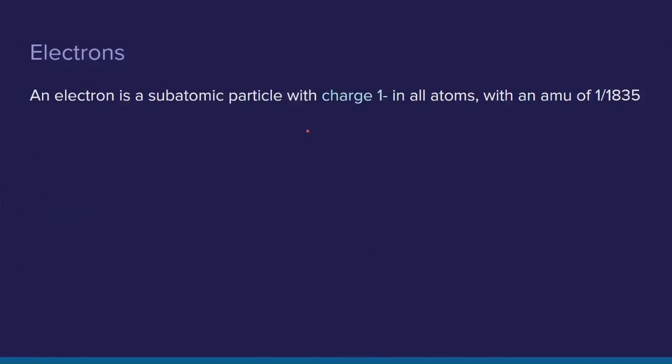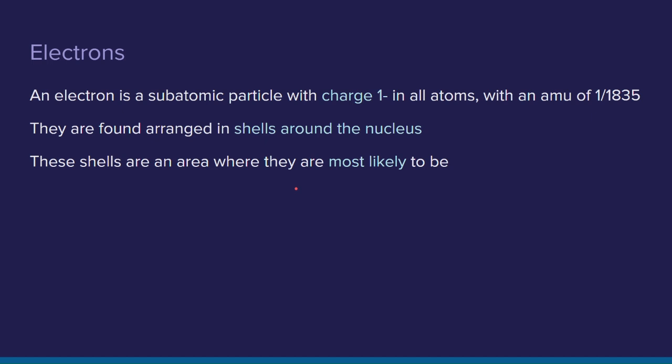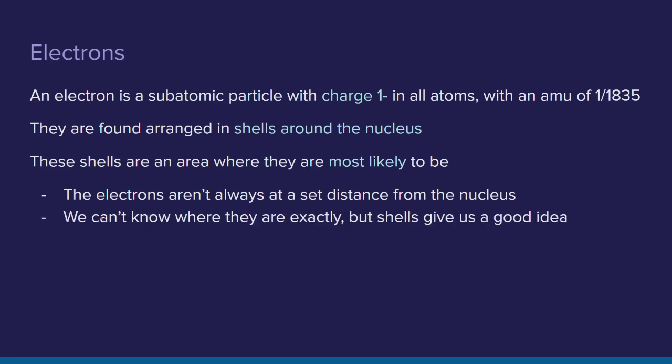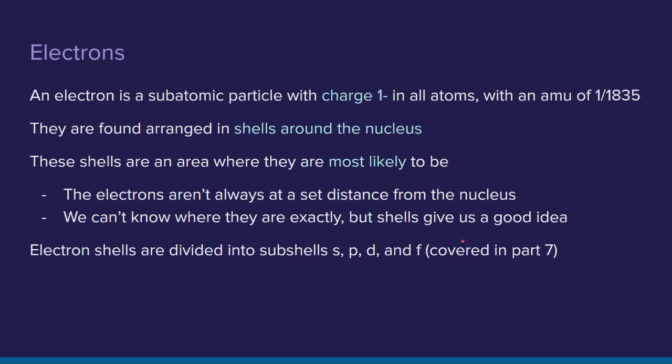Electrons are a subatomic particle with a charge 1 minus. They're found in all atoms, and they have an AMU of 1 over 1835. They're found arranged in shells around the nucleus, and these shells are an area where they're most likely to be. They're not at a set distance from the nucleus. They can move a little bit, and it's just where they probably are, because we can't measure where they are exactly, but the shells tell us where they're likely to be. Electron shells are also divided into subshells, which we will learn about later.